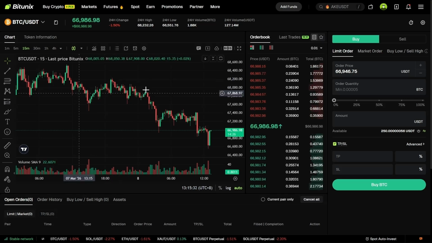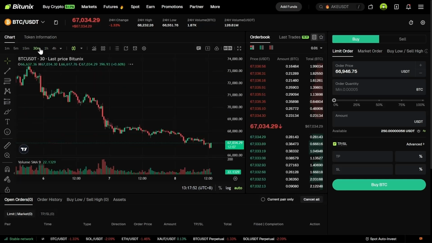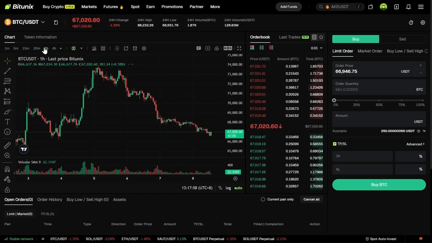Here is the TradingView chart that is built into Bitunix. Over here on the left, you've got your drawing tools. Some things you can do are draw trend lines, mark support and resistance with horizontal lines, or highlight zones using rectangles. Up here is your time frame selector. You can switch from time frames like 1 minute, 15 minutes, and 1 hour, depending on your trading style.